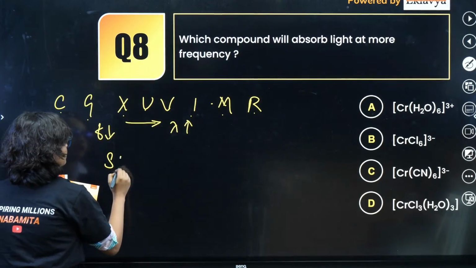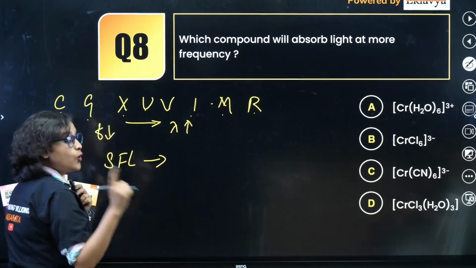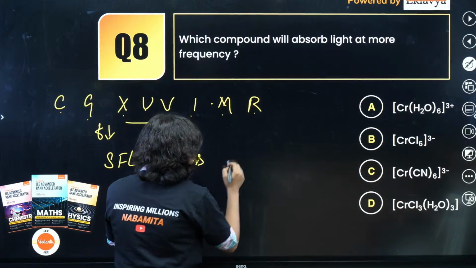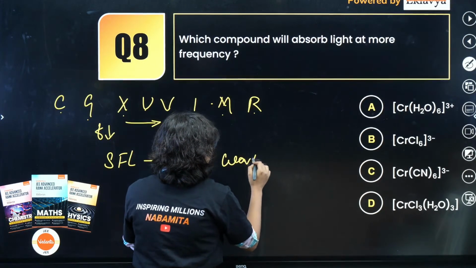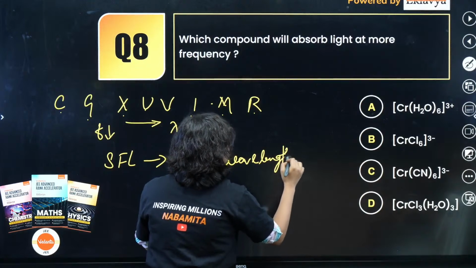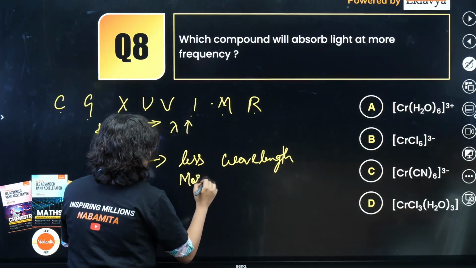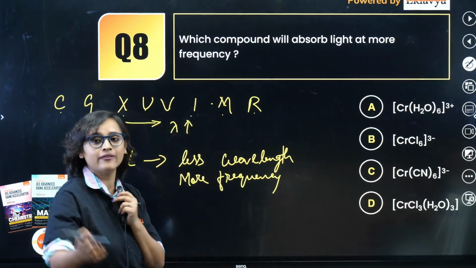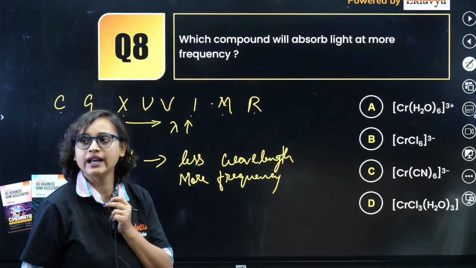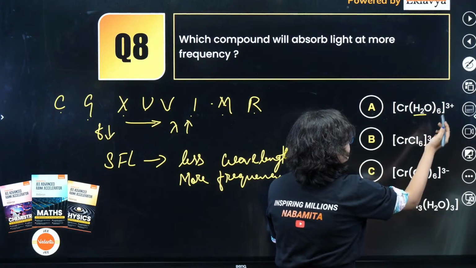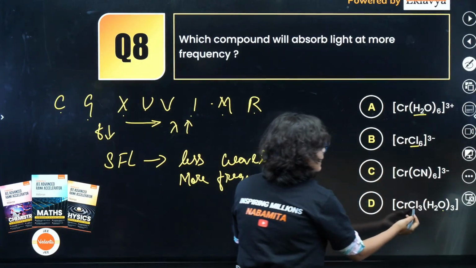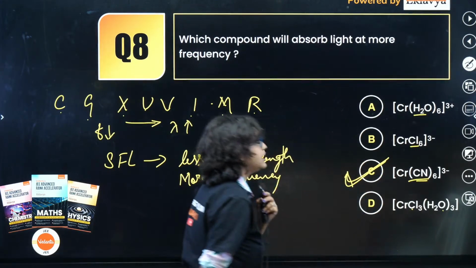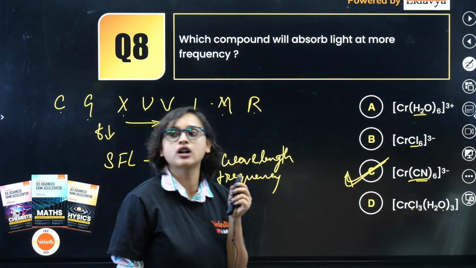We know that wherever you have a strong field ligand, I'm writing it as SFL, SFL will absorb what? Less wavelength. Yes, a strong field ligand will absorb lesser wavelength, that means more frequency or more energy. So in which of the options do you have a strong field ligand, guys? The moment you see it, you know H2O is a weak field ligand, Cl is an anionic ligand, Cl and H2O, both of them are weak field ligand. Only CN, cyano, is a strong field ligand. Hence option C is your correct answer.